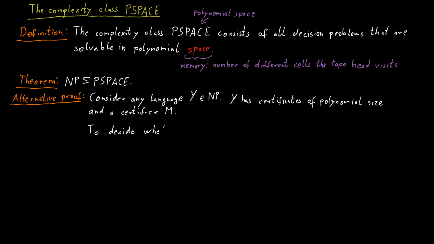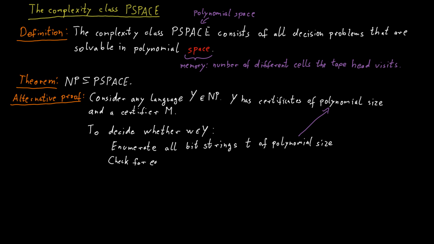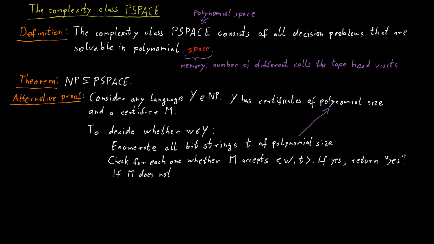Therefore, what we can do to decide whether a word is in the language or not is to use this odometer to enumerate all possible potential certificates, and then for each of them use the polynomial-time verifier to check whether this certificate indeed certifies that the word is in the language. If we find a certificate where the verifier confirms that the word is in the language, then we report yes and accept the input. If there is no certificate that the verifier accepts, then there is none, and therefore the word is not in the language, and we report no.